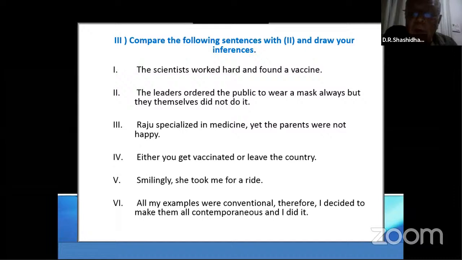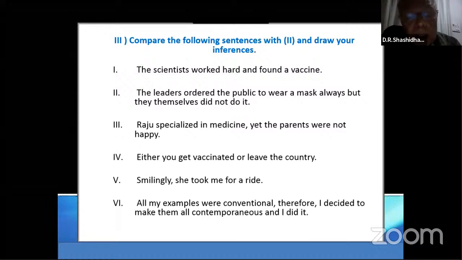How would you define a compound sentence? Can anybody tell me? Compare the last one, the sixth one, with fifth, fourth, third, two, and one, and arrive at your own conclusions. Okay. Somebody had mentioned there are three compound. Yeah, two or more simple sentences. Yes, exactly. Connected together by means of a conjunction.